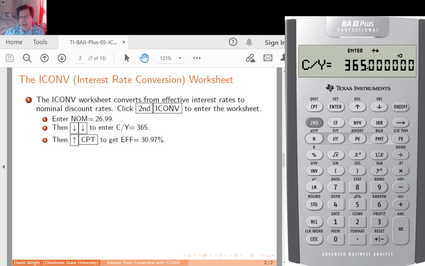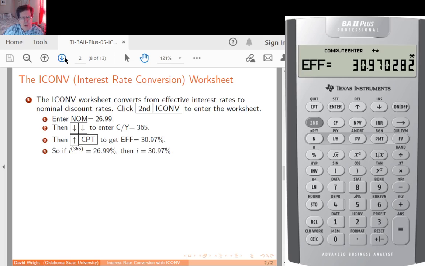And we use the up arrow to go back to effective, and you notice it has the compute in the screen here. So that's a value we can compute, and you would just hit compute. And there it is, 30.97%. That's the equivalent annual effective interest rate for the daily convertible rate of 26.99. And now you can go in reverse. If you have an effective rate, you can calculate the nominal rate by reversing the steps, filling in effective, and solving for NOM.